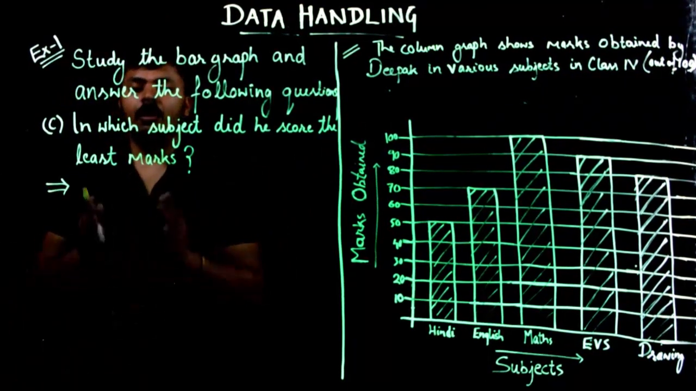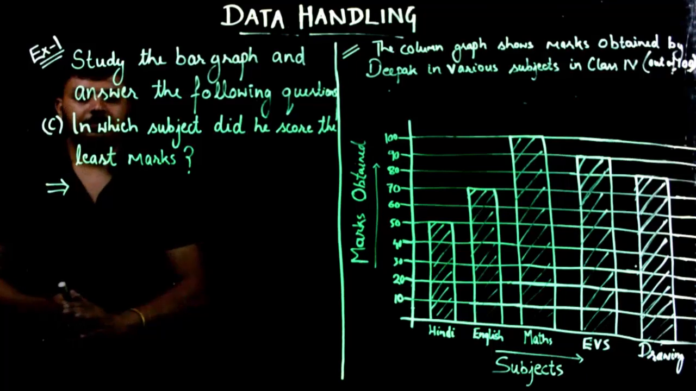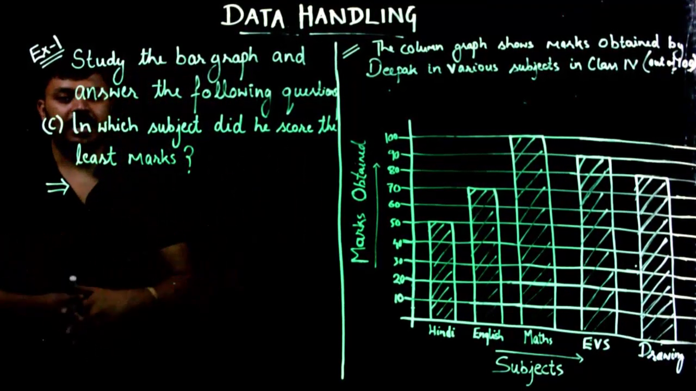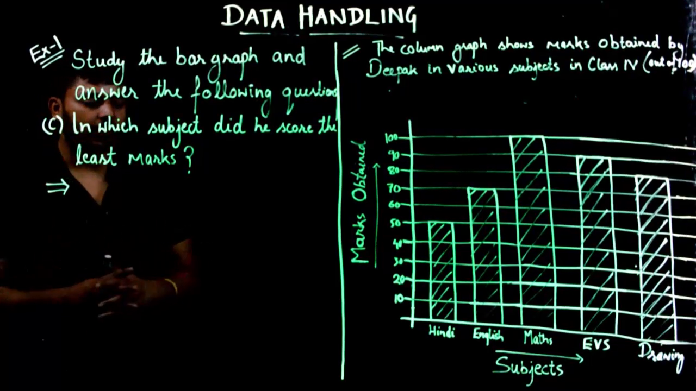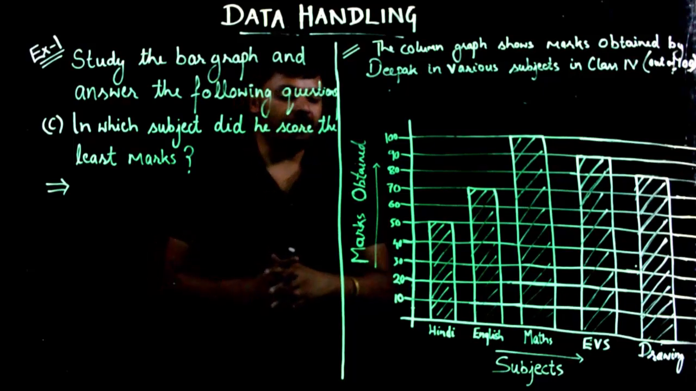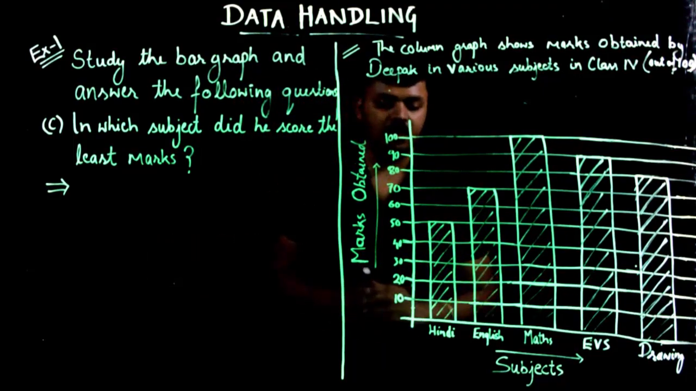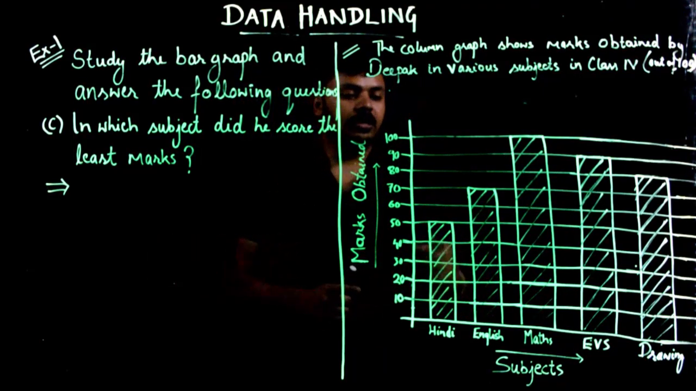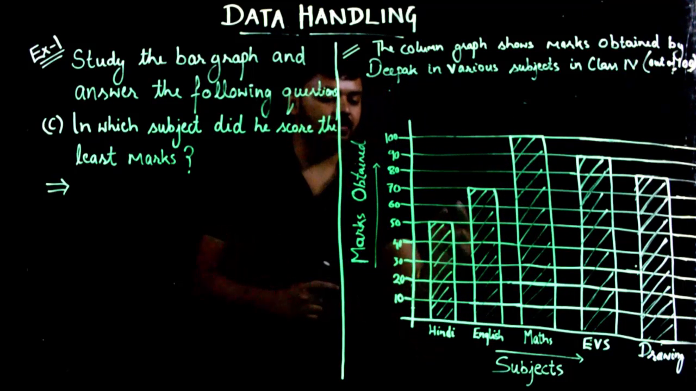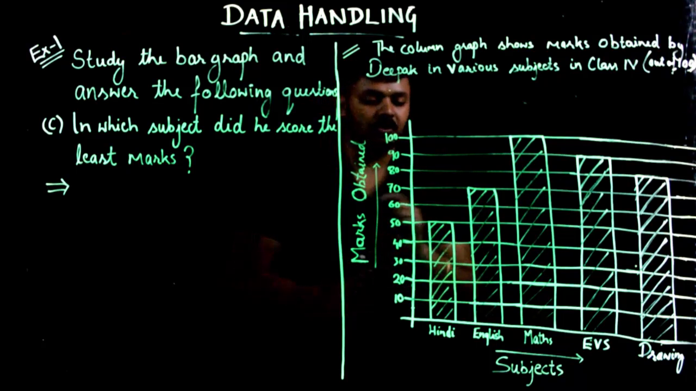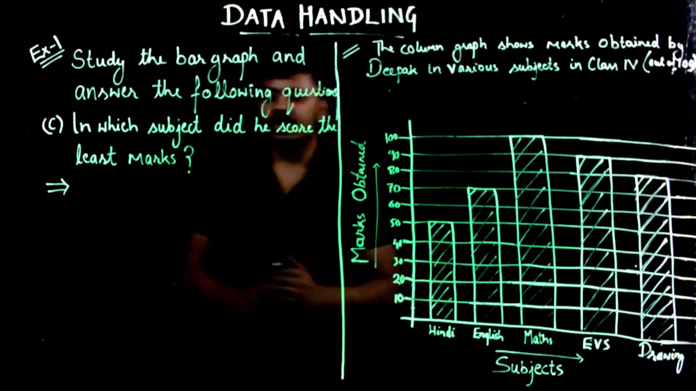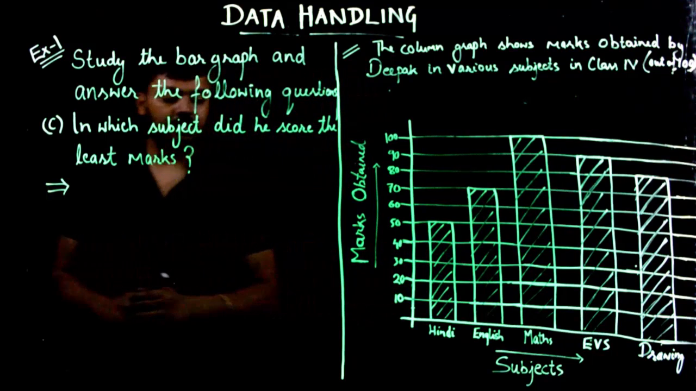So students, now look at part C of example 1. In which subject did he score the least marks? So here we have to find the subject which scores the least marks. To find the least, we have to look for the column that is the smallest. So we can see that in maths we have the highest column, whereas in Hindi we have the smallest column, that is it goes only up to 50, and no other column is smaller than Hindi. So we can say the least marks are scored in Hindi.